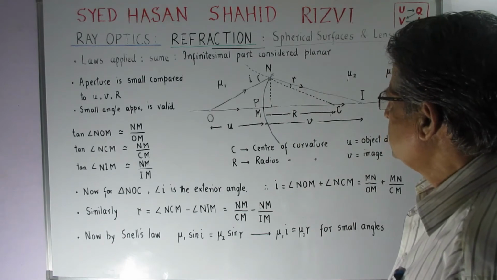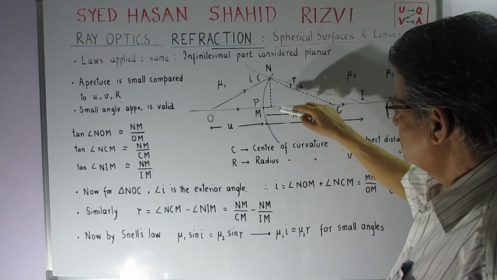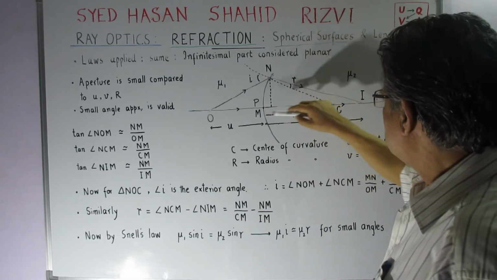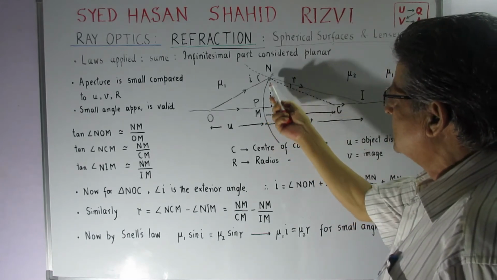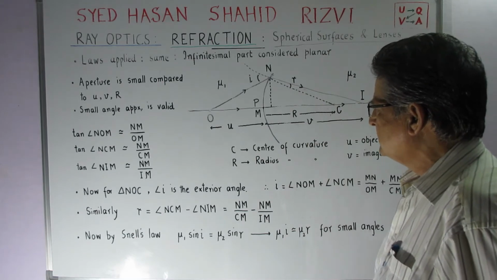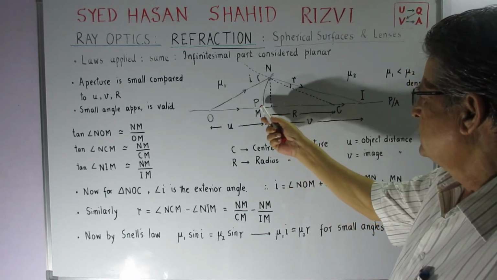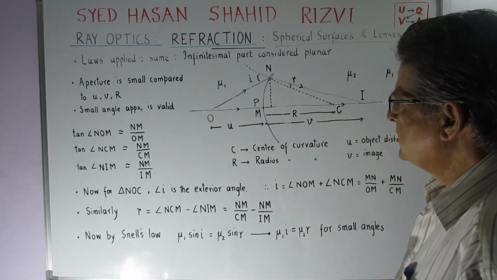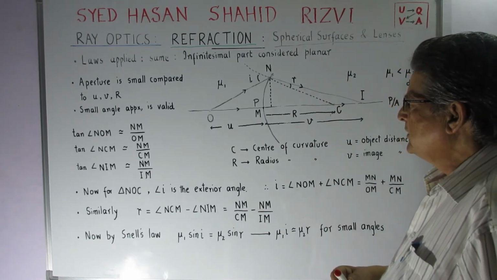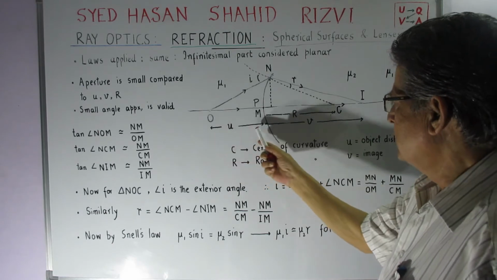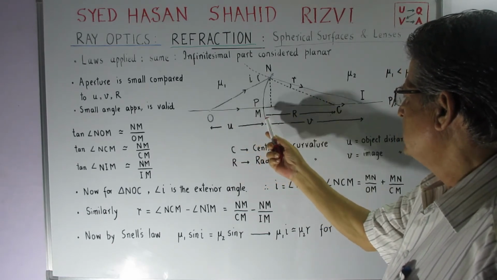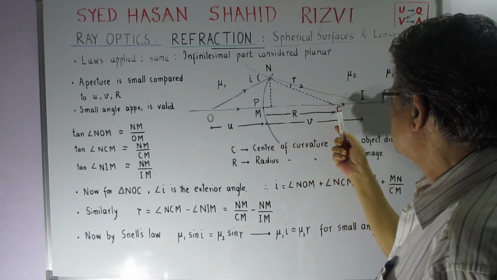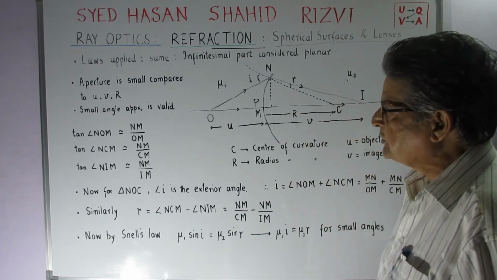This is the pole of the system, and this point is taken as N. When we drop a perpendicular from N onto the principal axis, it is actually exaggerated in the figure, but we'll consider that it drops at the point M. With the small angle approximation taken as valid, from O to M is taken as u, from M to I it is taken as v, and the R value is from here to the point C, the center of curvature.